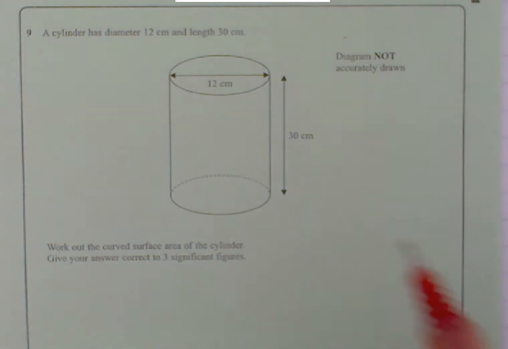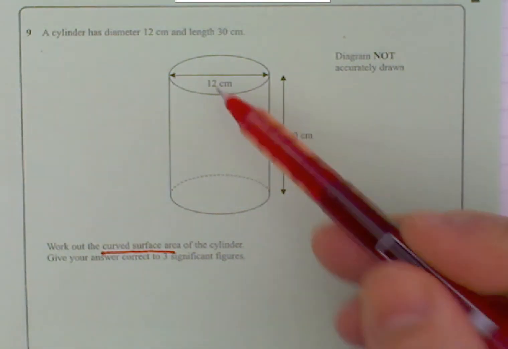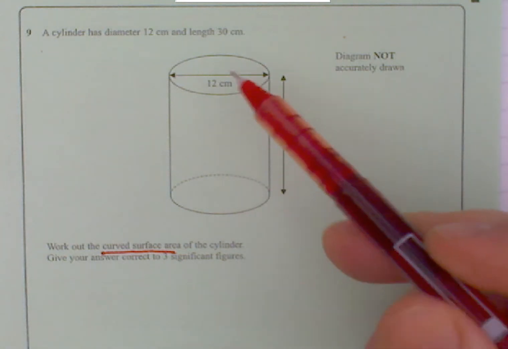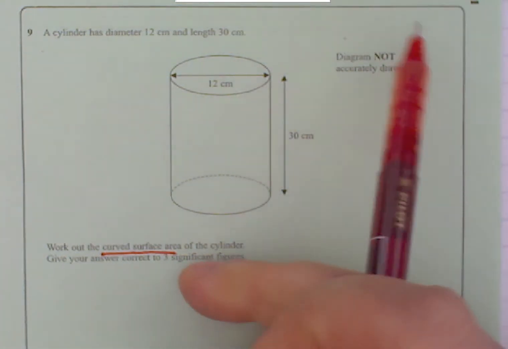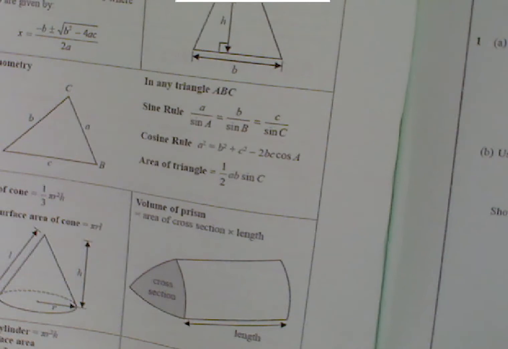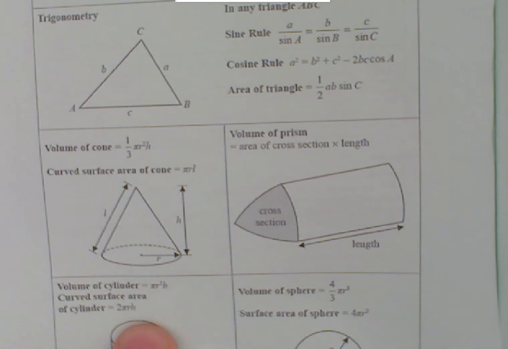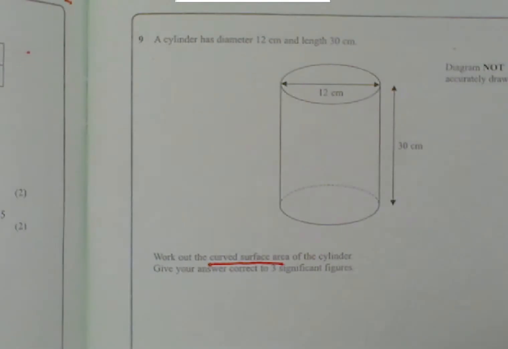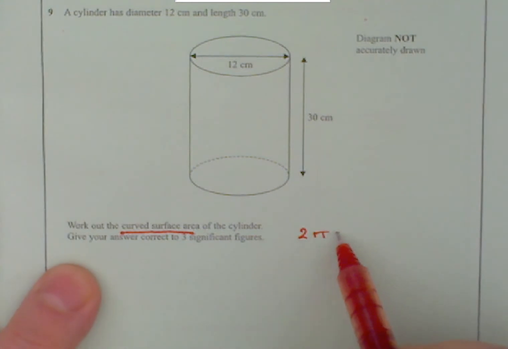For this one, I've got to work out the curved surface area, not the total surface area. So it doesn't include the top or the bottom. If it did, you'd have to include pi r squared for the top and pi r squared for the bottom. But the curved surface area of the cylinder is given to you in the formulas. The curved surface area is 2 pi RH.